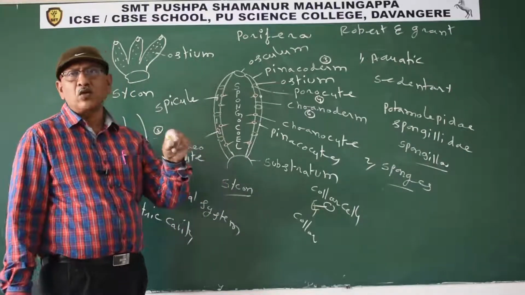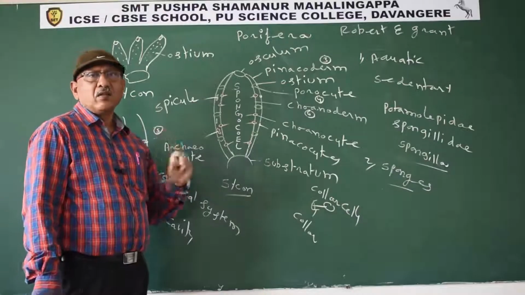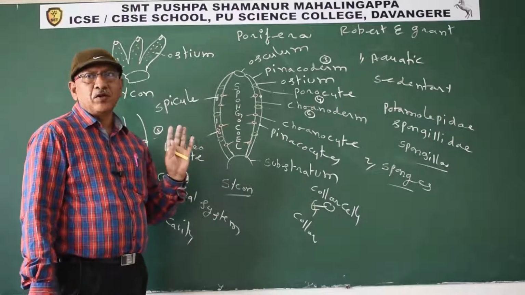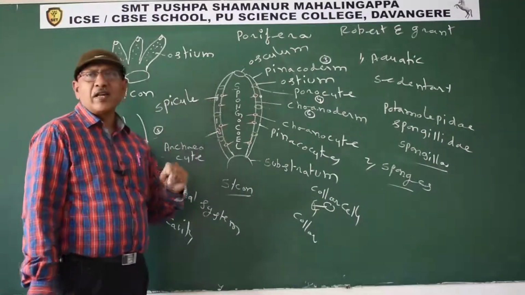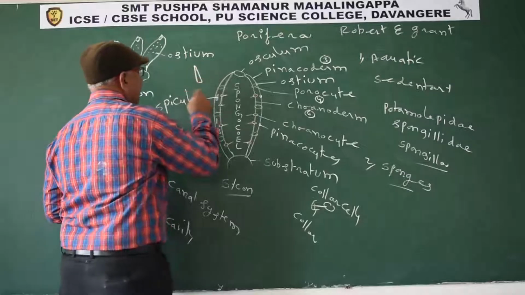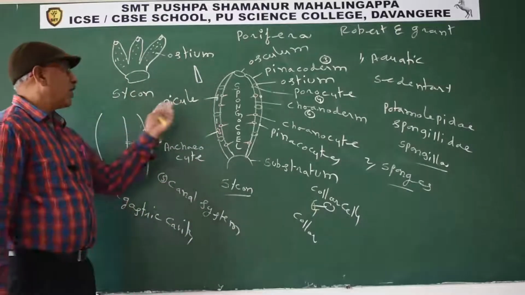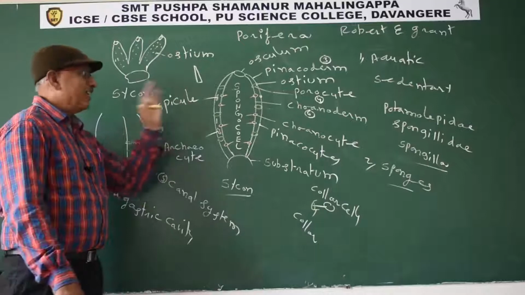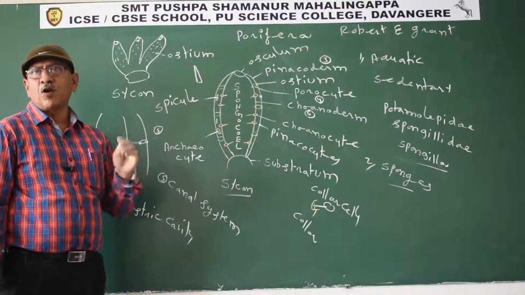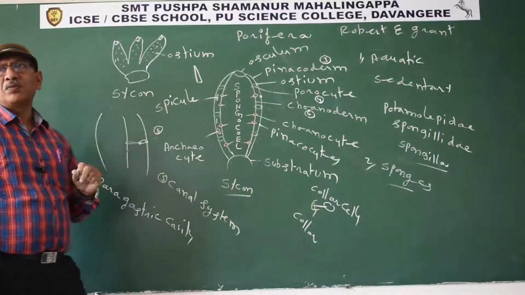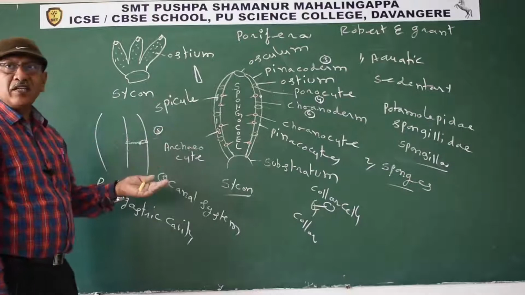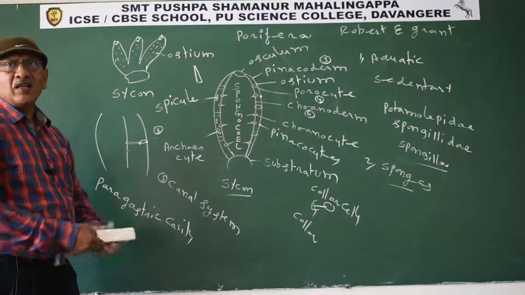Spicule means a stout pointed structure, a large spine known as a spicule. So endoskeleton is in the form of something like this. Endoskeleton is in the form of calcareous spicules, siliceous spicules, or sponge fiber. Sponge fiber is an organic substance. The remaining, calcareous spicules and siliceous spicules, are inorganic substances.